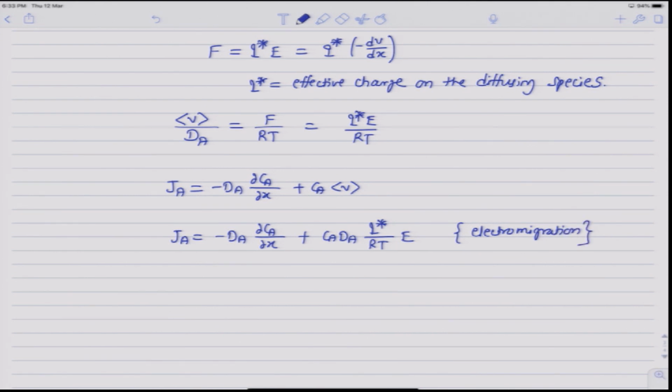So, this tells me that the diffusion flux of A is governed not only by the concentration gradient, but also by the electric field E. And it also tells me that even in absence of any concentration gradient, the species can experience large diffusion flux if the electric field is high. Now, this is very important. In most of the semiconductor chips, pure copper or pure aluminum is used as interconnect material.